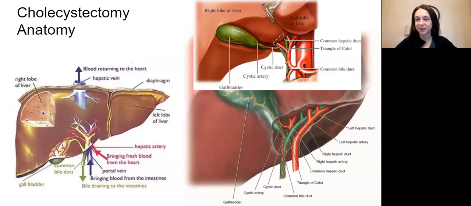These pictures on here are amazing. I have a really good outline of the anatomy, including the triangle of Calot, that danger triangle that they have to expose during this case. So these pictures will absolutely help you with the anatomy if what is in the book is not helping you. So please utilize this resource. So let's get into a cholecystectomy.